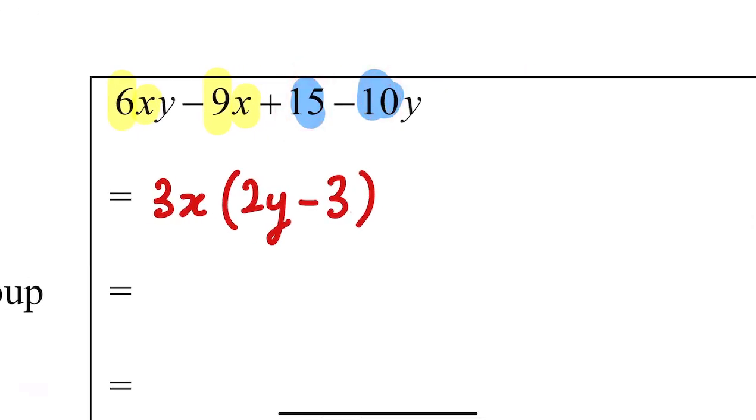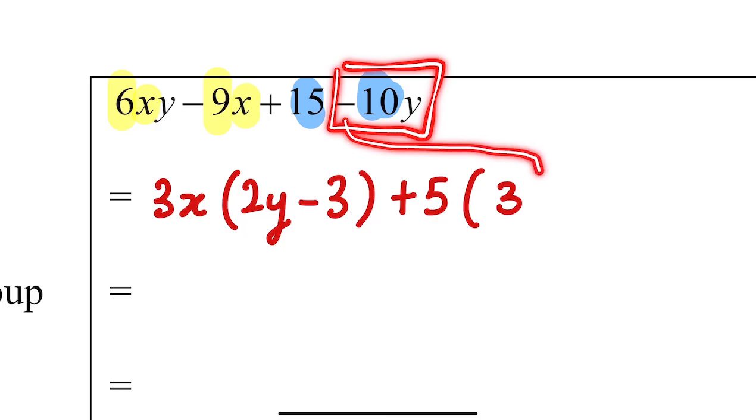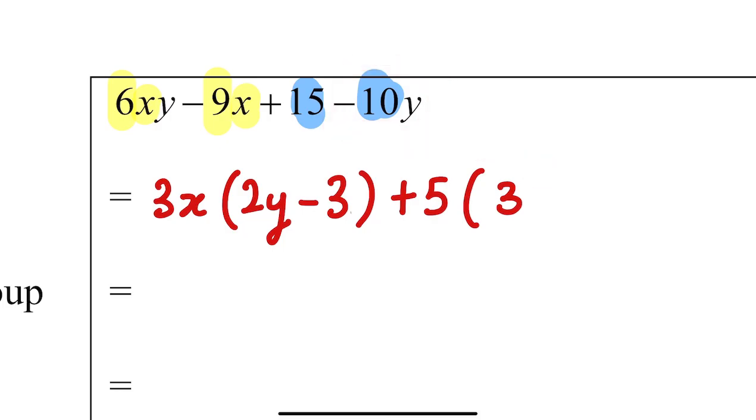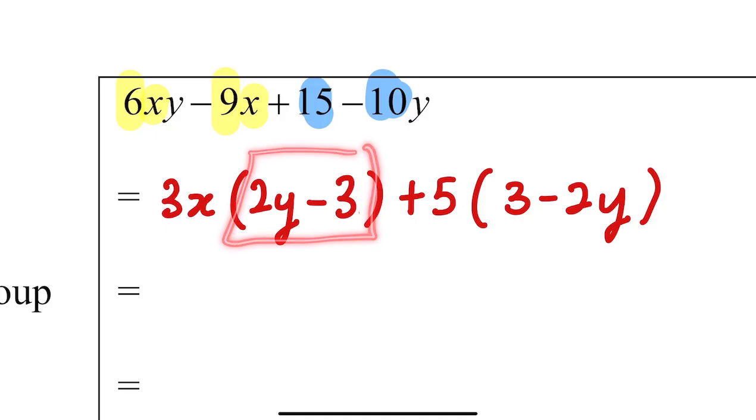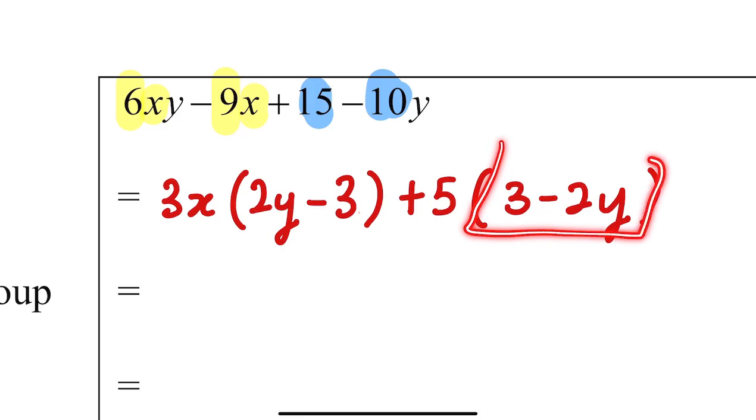Next one, 15 and 10. The highest common factor is a positive 5. So I'm left with, let's look at this over here, 15, take out 5, this will become 3. And then negative 10y, we bring down this negative sign. Okay, 10y, take out 5, I'm left with 2y. Okay, then now we must check. Is this 2y minus 3 the same as 3 minus 2y?